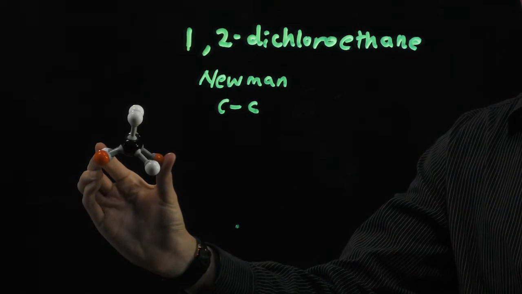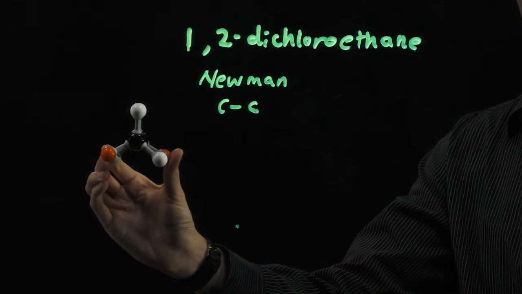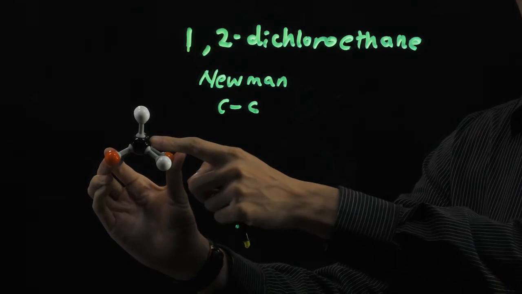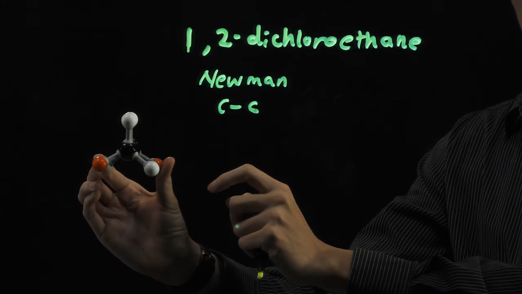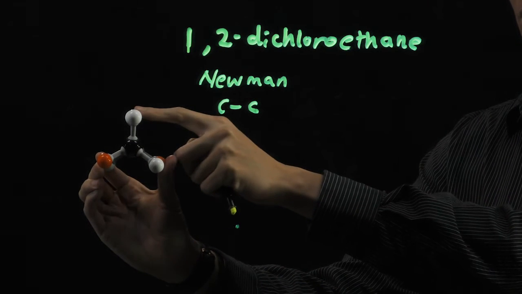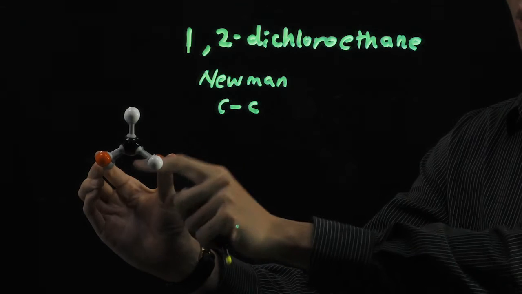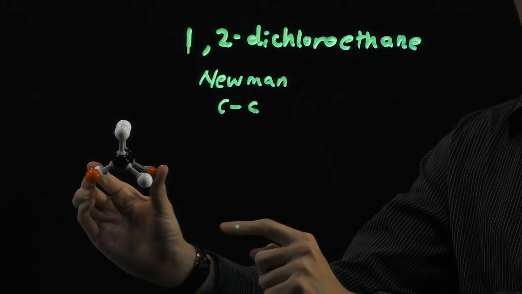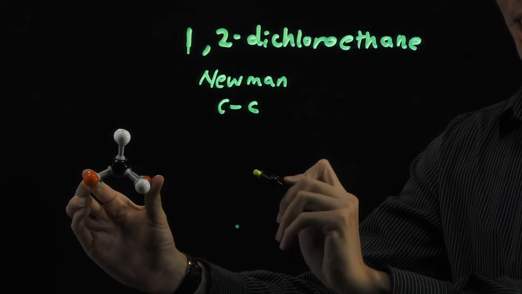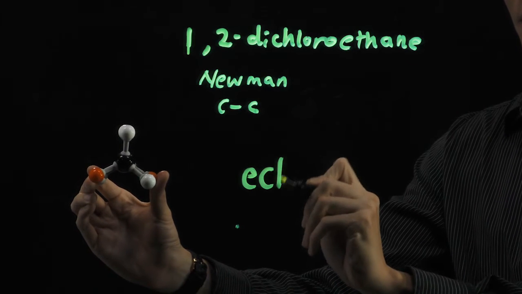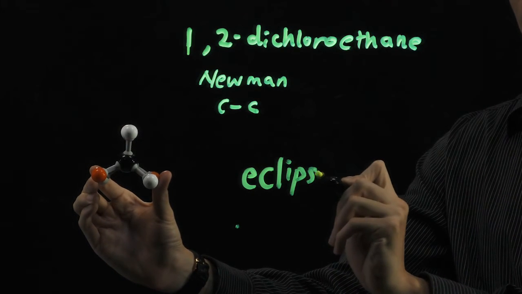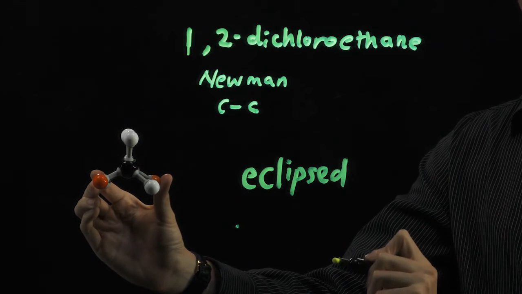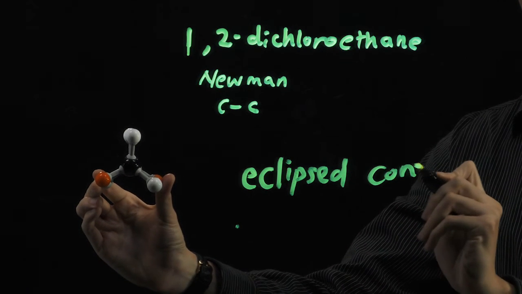Right now, from your view, you only see one of them because it's being blocked by the back carbon, right? And you see that for the top here, all the front atoms are blocking the ones at the back. So we call this an eclipsed conformer.